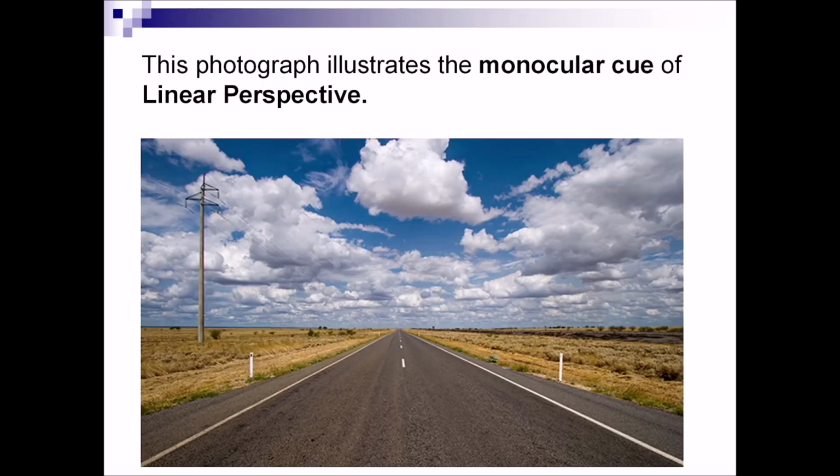Here is a photograph which illustrates the monocular cue of linear perspective. As you can see, the two lines on either side of the road seem to converge at the end of the photo, giving the illusion of distance and showing in our eyes that the road is going to the distance.